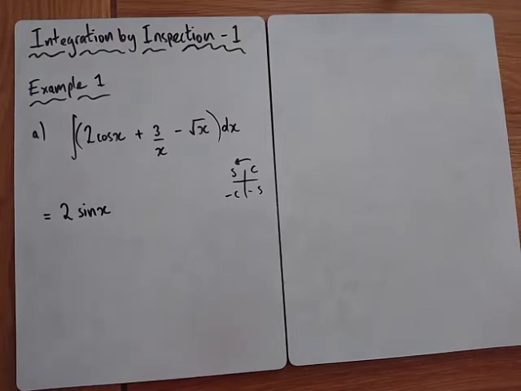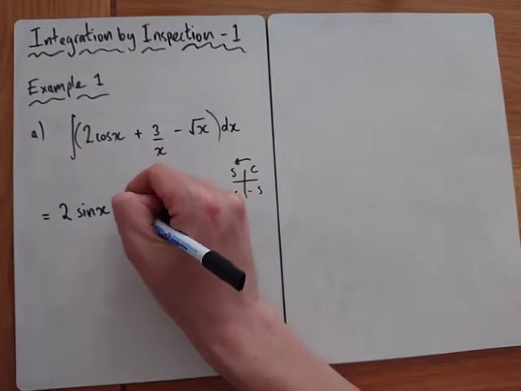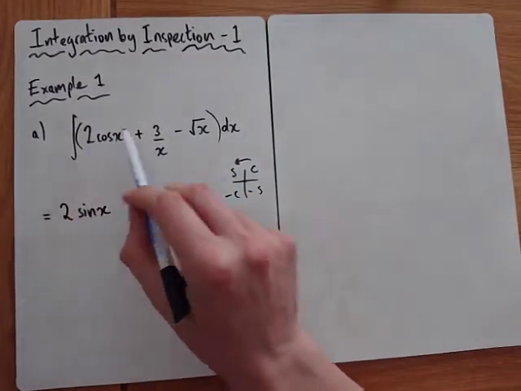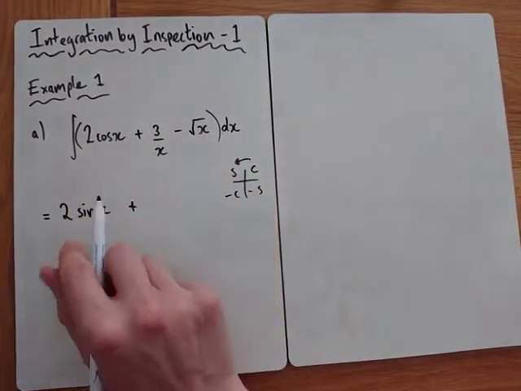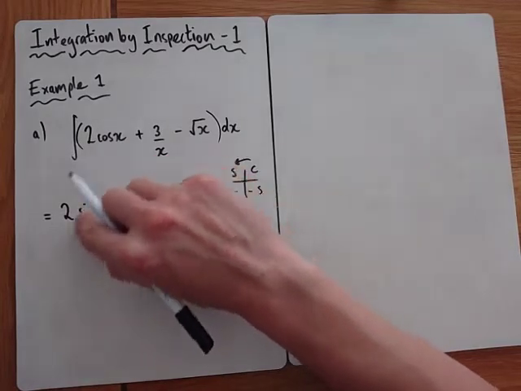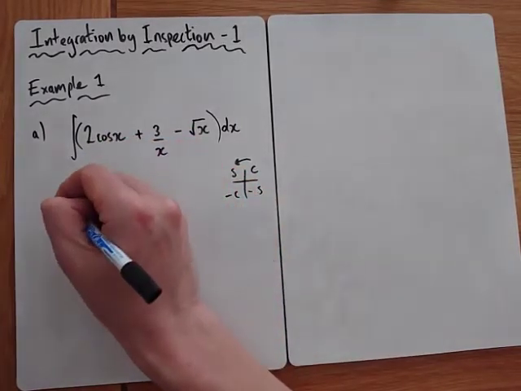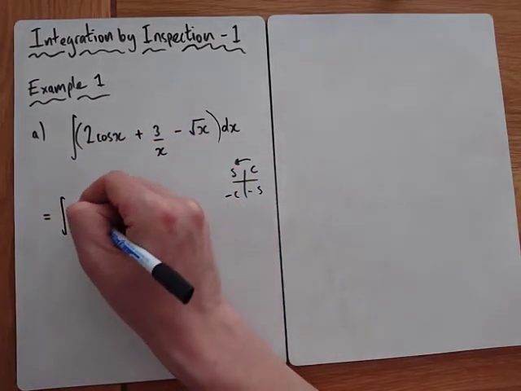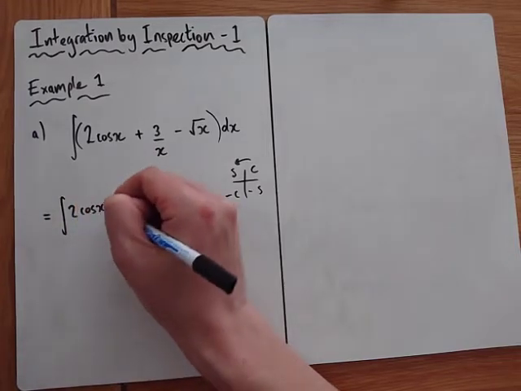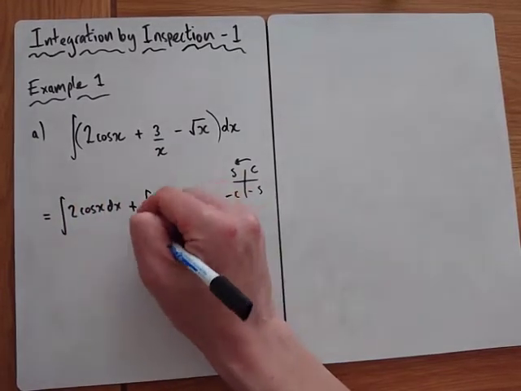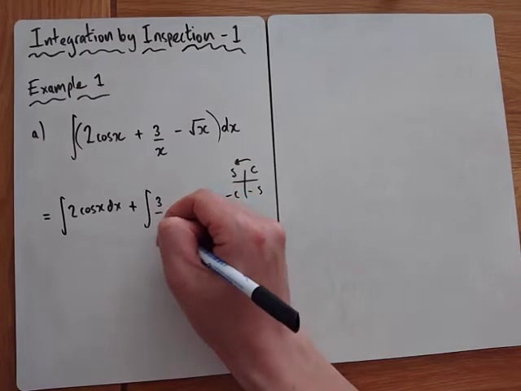I'm going to do a little bit of working out for this one actually. So, you know, I was saying earlier about thinking about it as separate integrals. I probably should have started by writing this one a little bit differently. Okay, let's split them up as separate integrals. So we're integrating 2 cos x. We're integrating 3 over x.